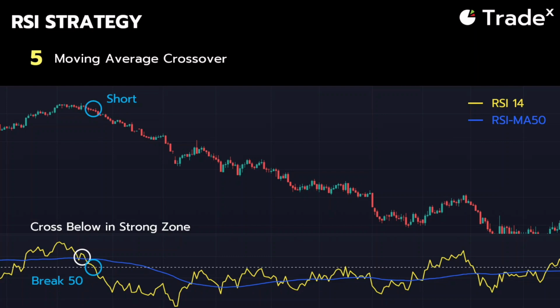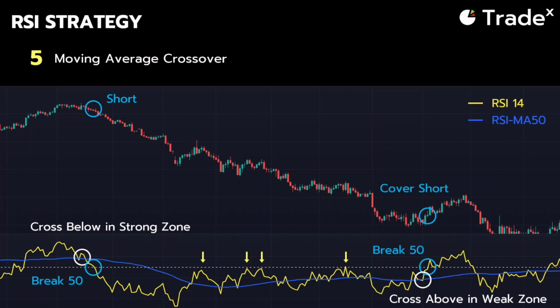Despite several attempts by the RSI to move up and then bouncing back down, we finally see an RSI crossover coupled with the RSI breaking above the 50 line. At this point, we exit the position and cover our short. That wraps up today's episode.